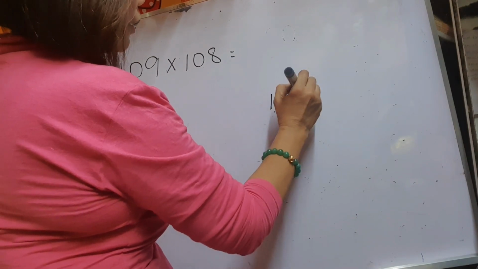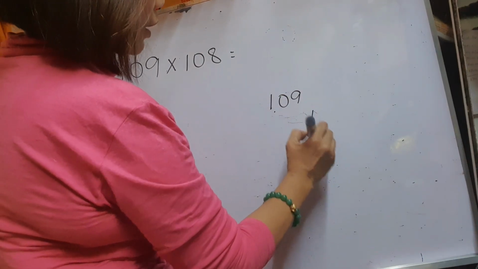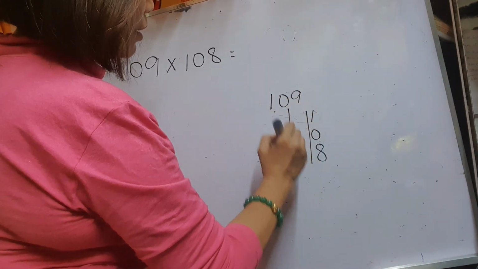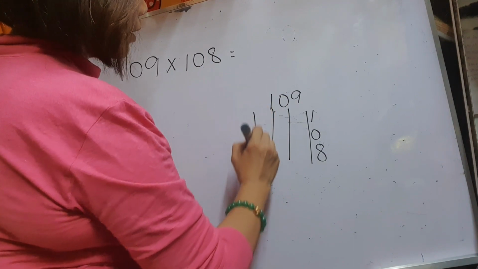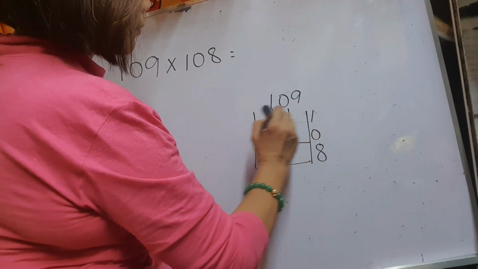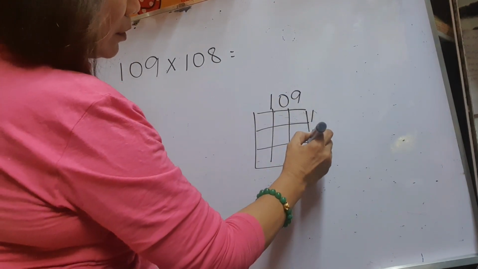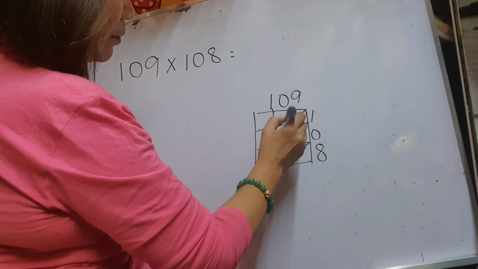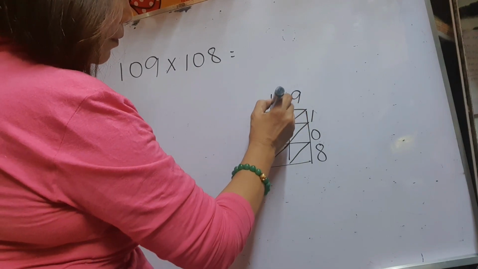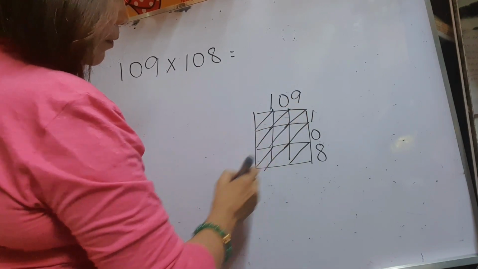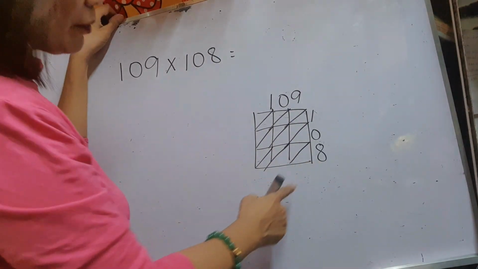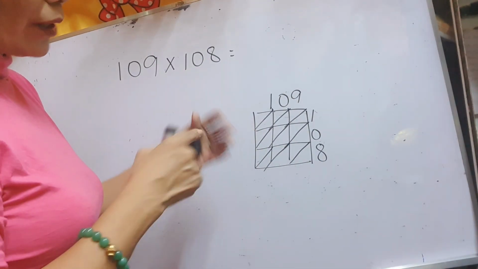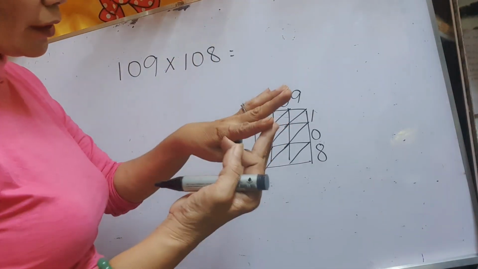Okay, 109 times 108. Okay, gawa tayo ng box, ha? Okay, here, then here, then here. Okay, now, then here. Okay, so 9 times 8, that is 9, 18, 27, 36, 45, 54, 63, 72.